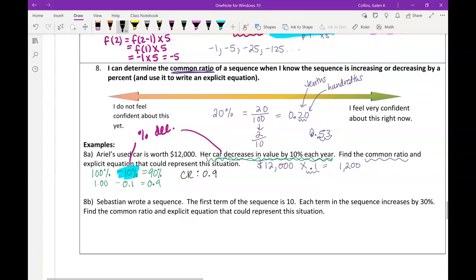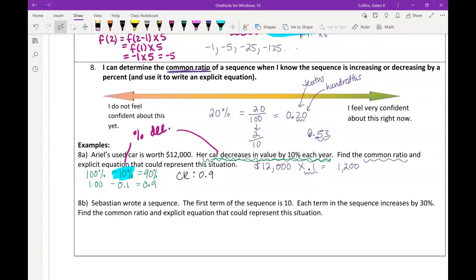All right, so then we're asked to write an explicit equation. Since this is going to be geometric, it doesn't matter to me if we use function notation or y and x, but I know that my equation will be in this form where I have some starting value out here. I'm multiplying by my common ratio or my growth factor, and the variable tells me how many times that multiplication happens.